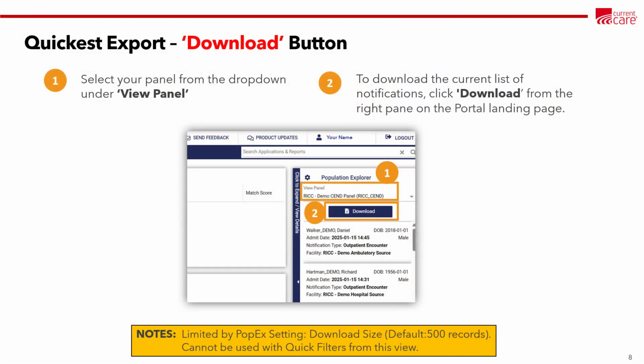This section explains the quickest way to download encounters. A common use case is for staff to export a list of the most recent encounters for your panel. The quickest way to do this is to click the Download button on the right of the CurrentCare portal landing page under Population Explorer. If you have multiple panels, be sure to select the panel name before downloading. The export is limited by the download size setting that is referenced at the beginning of this tutorial. Also note that this quick download method cannot be used at the same time as quick filters.